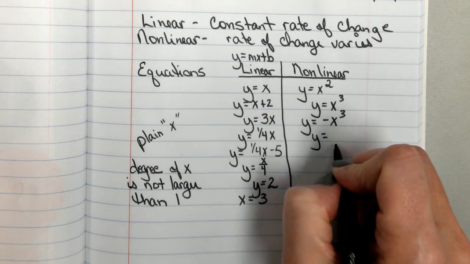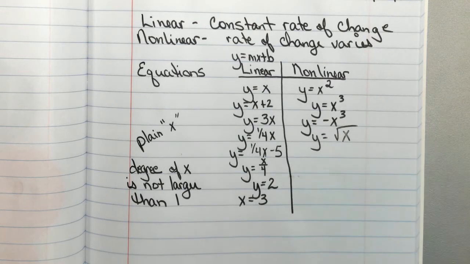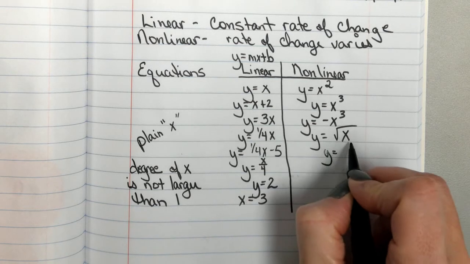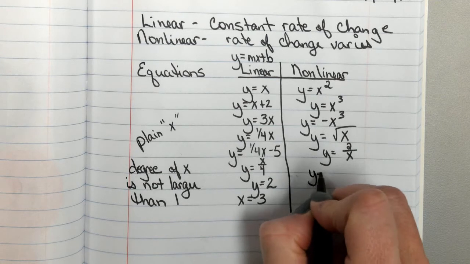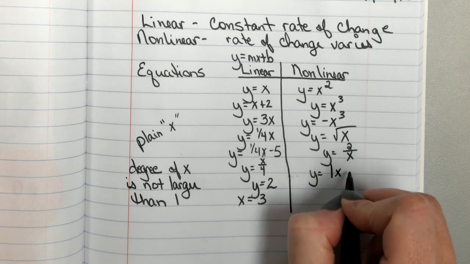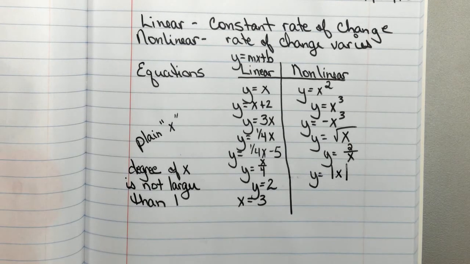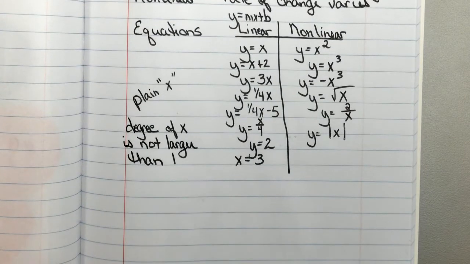There could be a square root of x. Anytime you have something different like that, that's going to be nonlinear. And we'll talk about in the coming days what that square root is going to look like. If we have x on the bottom, that becomes nonlinear. Okay, x on top is fine, but x on the bottom is nonlinear. And if we have any absolute value bars, that's also nonlinear. And like I said, this isn't all of them, but these are the ones that you see mostly.